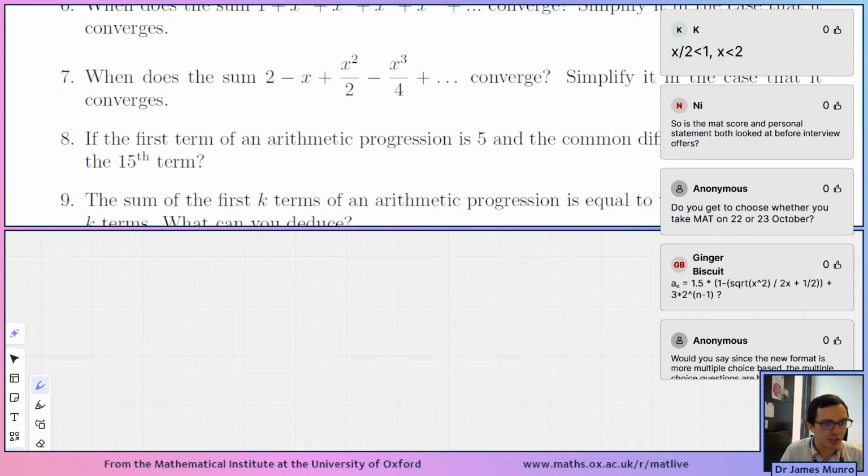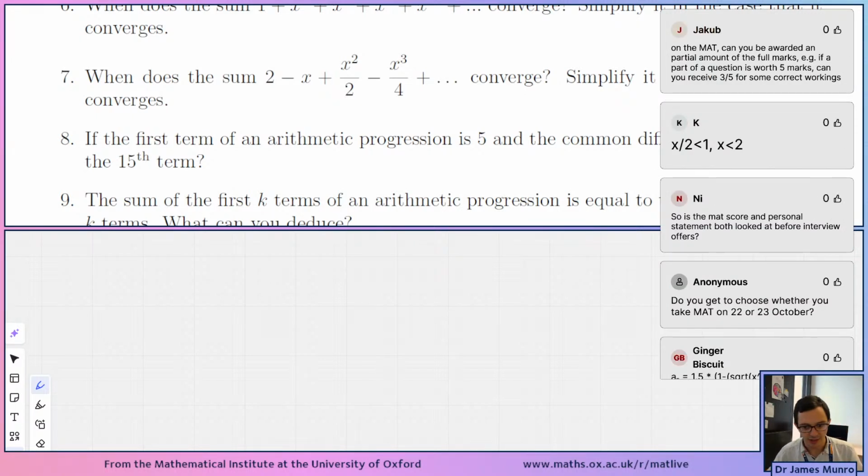And a question in chat about partial marking, which I'll just put on screen. I'm going to take a short break in a second. Can you be awarded partial credit? Yes, you can. For those long questions which have got multiple parts, each part is worth a certain number of marks, and you can get partial credit. We should really do some maths questions, shouldn't we?